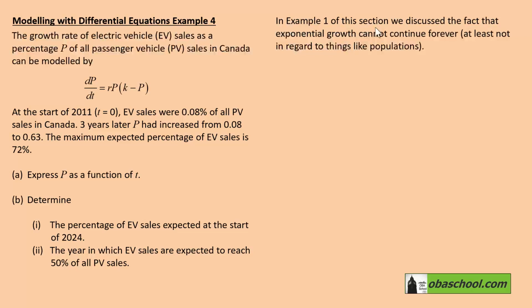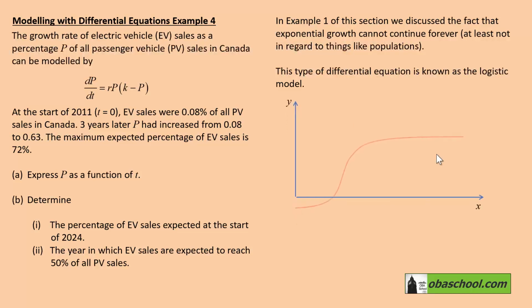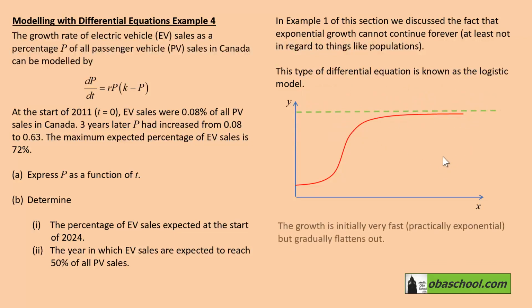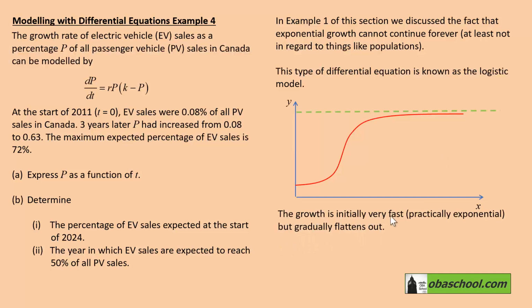In example 1 of this section, we discuss the fact that exponential growth cannot continue forever, at least not in regard to things like populations. This type of differential equation is known as the logistic model, as I just mentioned, and it gives a graph that's shaped like this, which has an asymptote. The growth is initially very fast, practically exponential, but gradually flattens out.